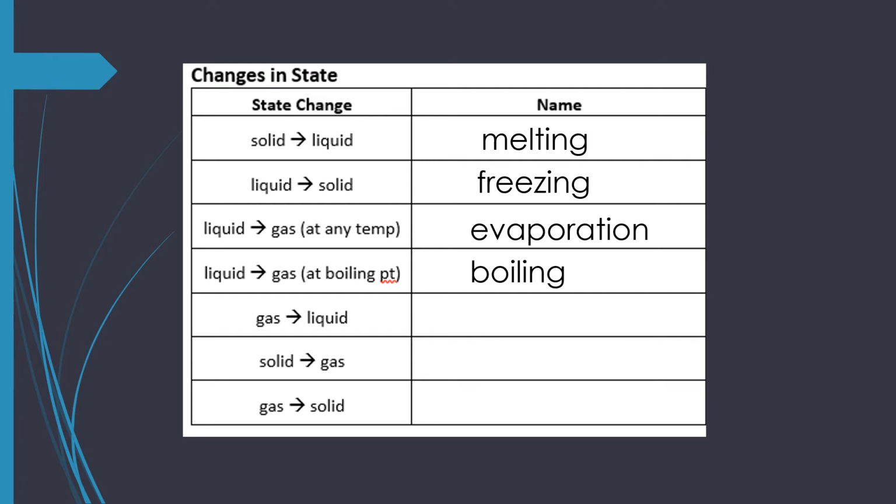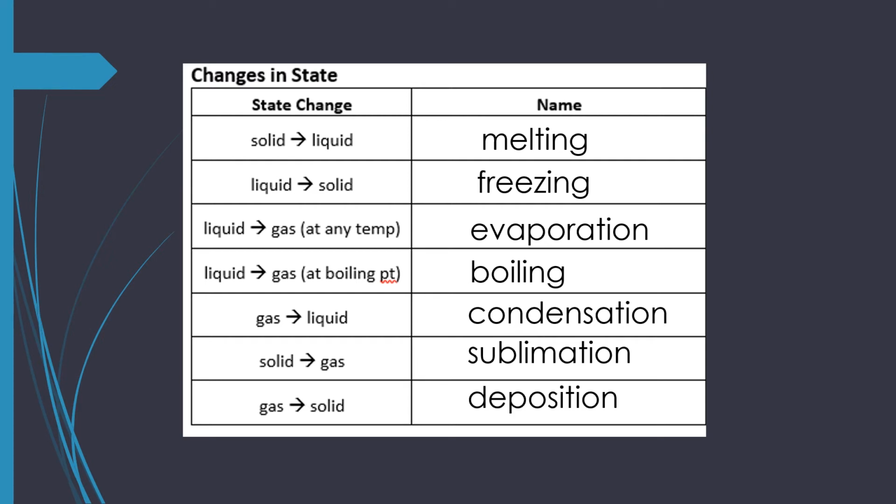Gas turning to a liquid is condensation. So that's what happens on the mirror when someone's in the shower and all that hot water turns into a gas and then recondenses on the mirror. That's condensation. These last two deal with sort of dry ice. Basically, if you turn a solid right to a gas, if you've ever seen dry ice, that's sublimation. And if you turn a gas right back to a solid without going through a liquid, we call that deposition.